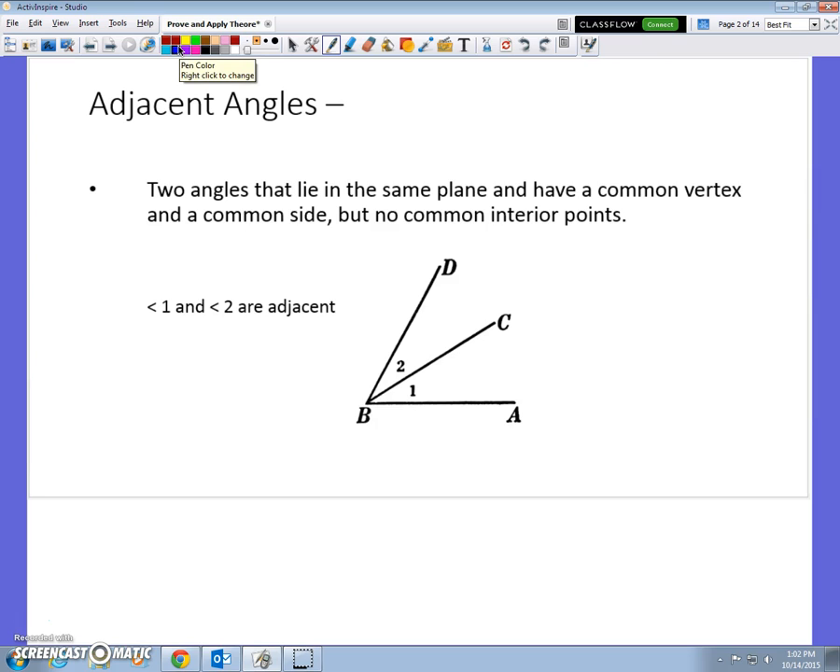Okay, angle 1 and angle 2 are adjacent. See how angle 1 and angle 2 share a side and they both come to a point at point B. Therefore they are adjacent. Angle CBA, or angle 1, they're touching, so they're adjacent. And they have the same little endpoint right there. They share a vertex is what that's called.